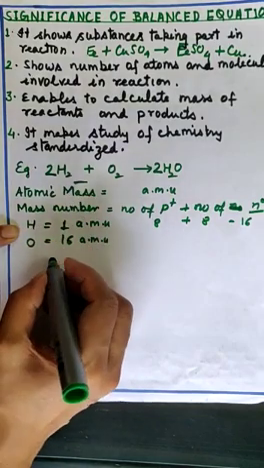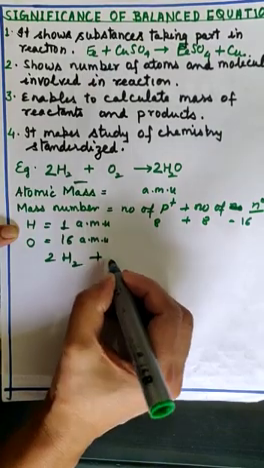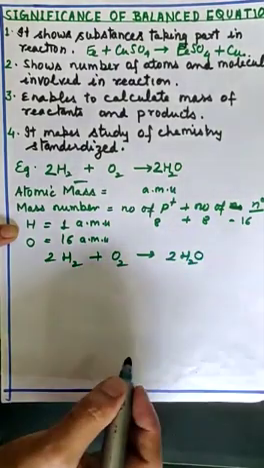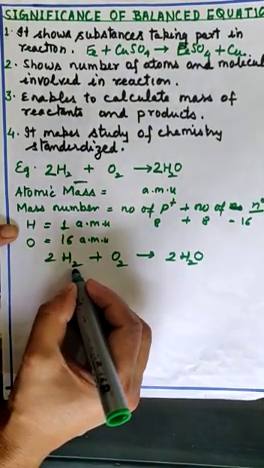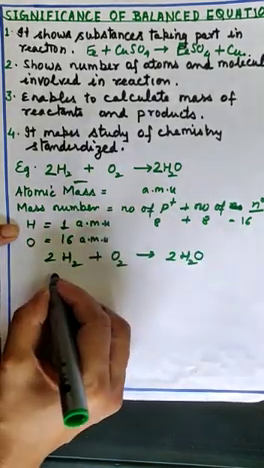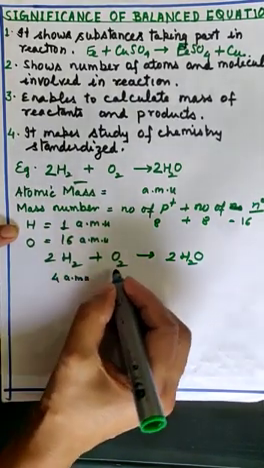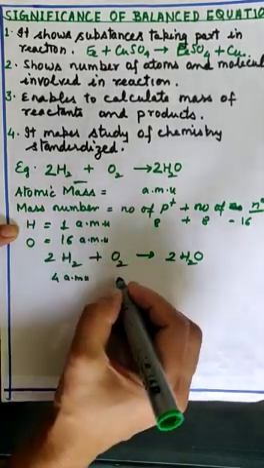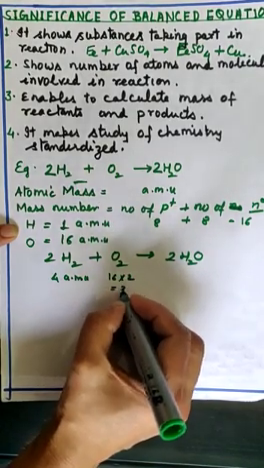Here, 2H2 means, we write it over here once again, 2H2 plus O2 gives 2H2O. Now see, the mass of 2 into 2, 4 atoms of hydrogen. If one atom's mass is 1 AMU, then 4 atoms' mass will be 4 AMU. Whereas in oxygen, there are 2 atoms and one atom's mass is 16 AMU, so it will be 16 into 2, that is 32.